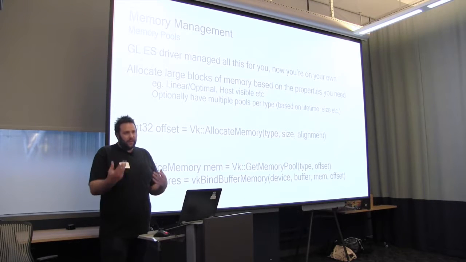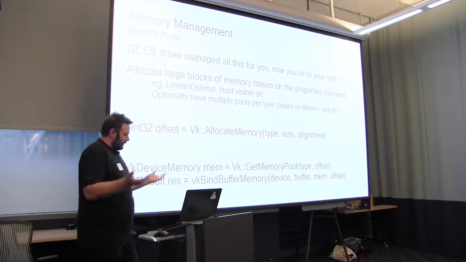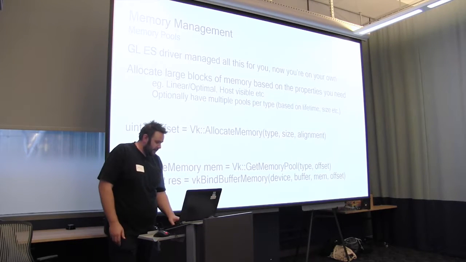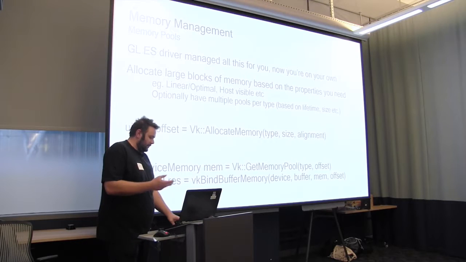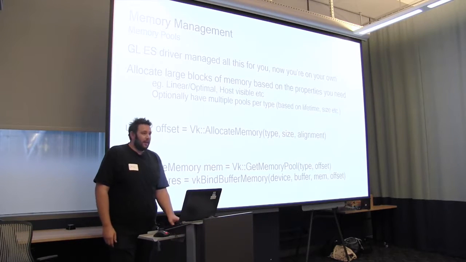I don't really have time to get into a deeper analysis of what you need to do, but this gives you a rough idea of how you can set up a pool-based allocation and bind it to your resources. Any questions about that?